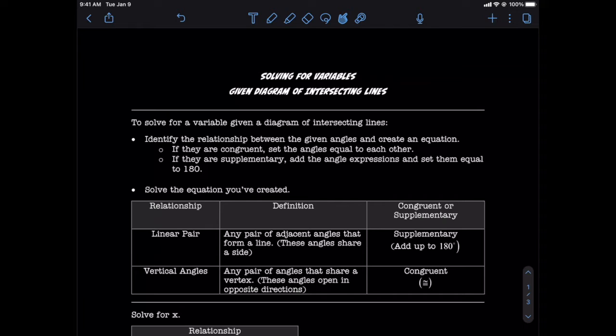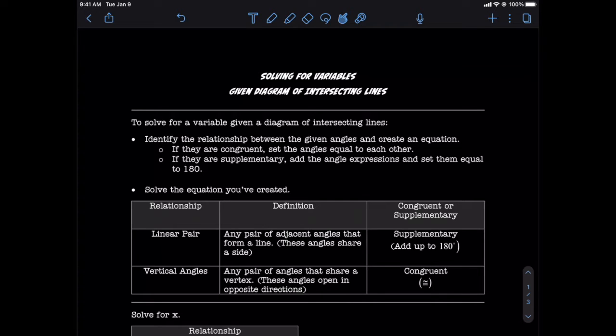Well, you start by identifying the relationship between the angles that you have. These relationships are going to compare in only one of two ways. They're going to be congruent, and if that's the case, then you're going to set your two angles equal to each other. Or they're going to be supplementary, and if that's the case, then you take your two angles, slap a plus in between them, and set the whole thing equal to 180.